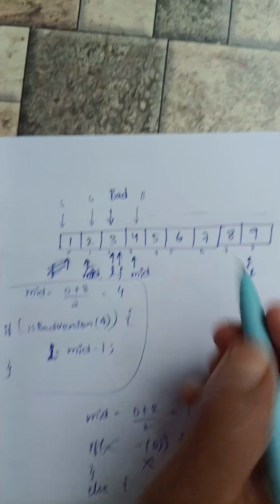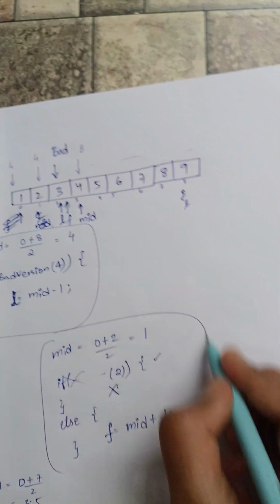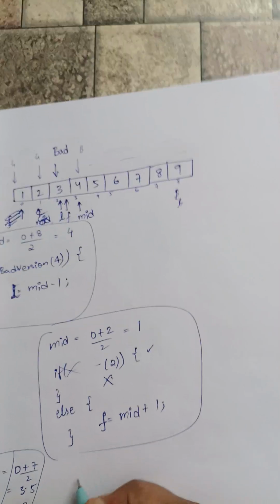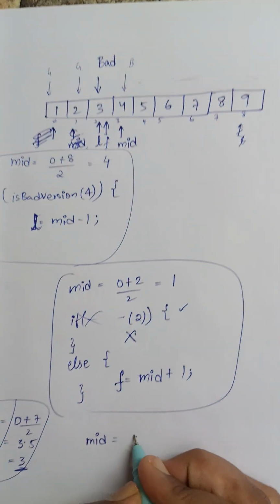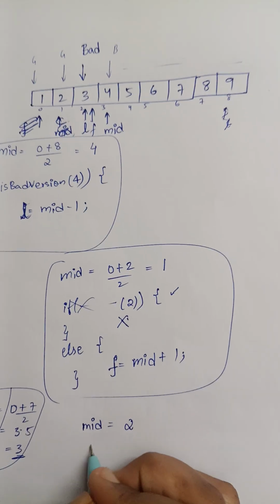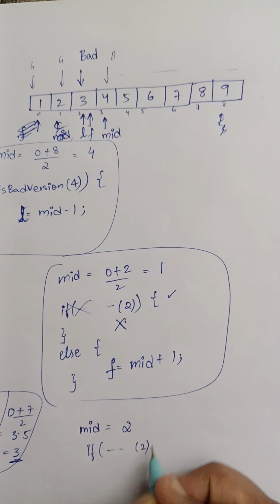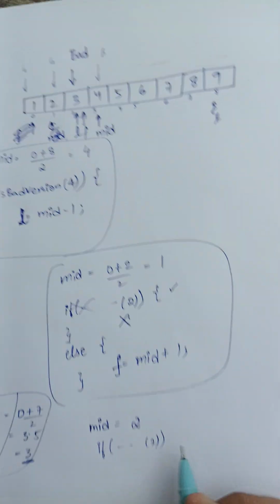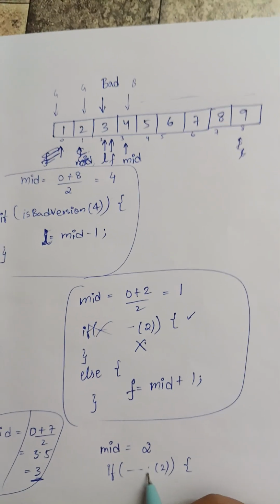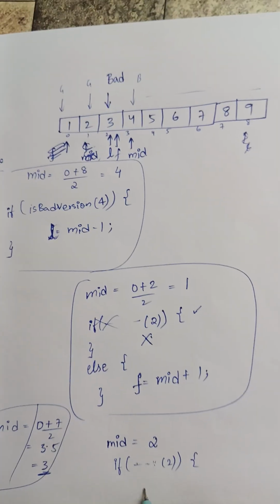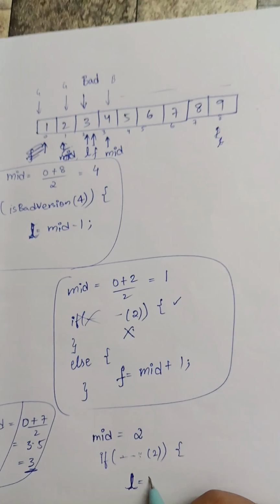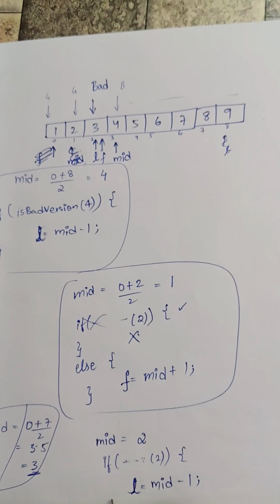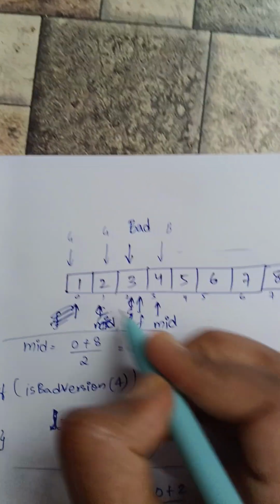Now again this loop runs, right? Again you compute the mid. Mid means f plus l by 2. The f and l are at the same index 2. So 2 plus 2 by 2 is 2. Now again call isBadVersion of 2. Call whether it is bad or not. We have found that it is bad, so it will return 1. Yes, it is bad. So we'll enter the if condition, that is j, in the sense L, equals mid minus 1. So L again comes here.